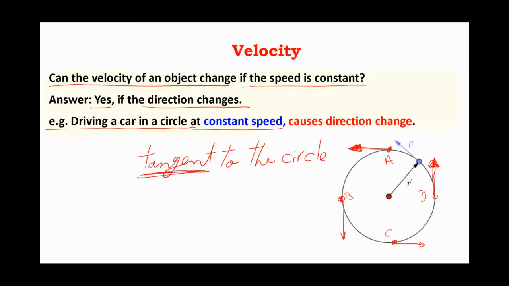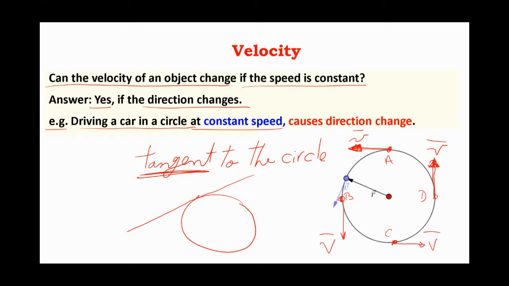Do you know the meaning of tangent? Tangent means مماس. It touches the circle. Like if you have a circle like this one, when you draw a line that touches the circle at one point, we call it tangent. Okay? Understand? So at any point, the velocity V is a line or an arrow, as you see here, tangent to the circle.